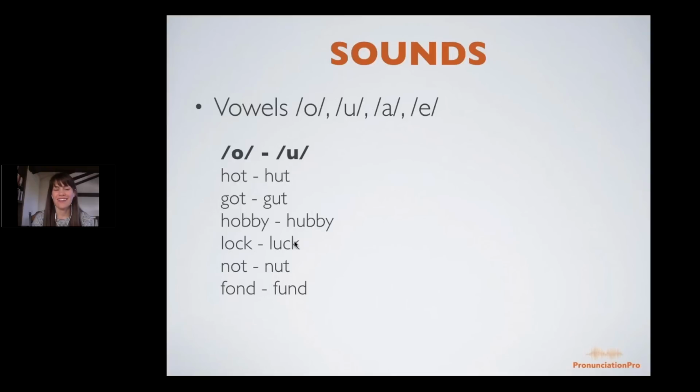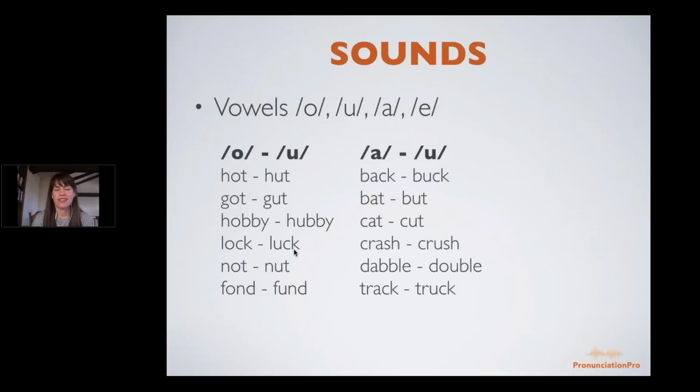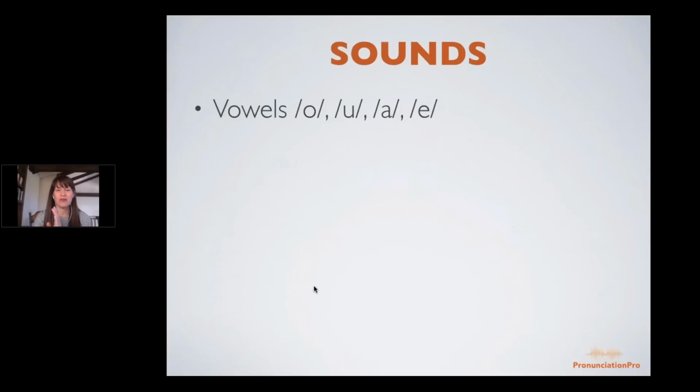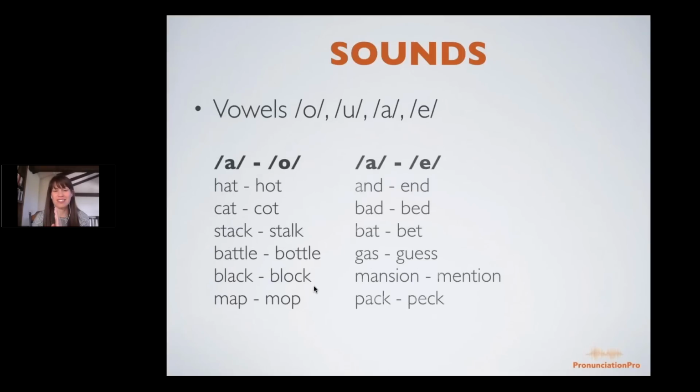Hobby. Lock. Good. Not. Fun. Of fun. And get that D at the end. Fund. Fund. Good. Yeah, that's exactly right. All right, so you're getting that sound. You want to make sure that that sound is in there.